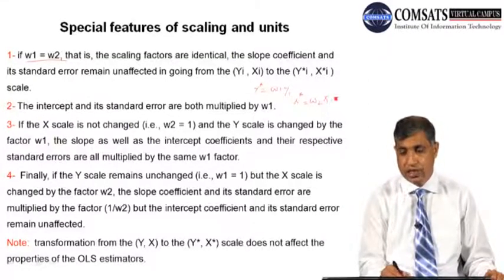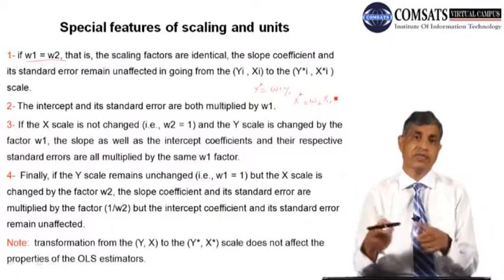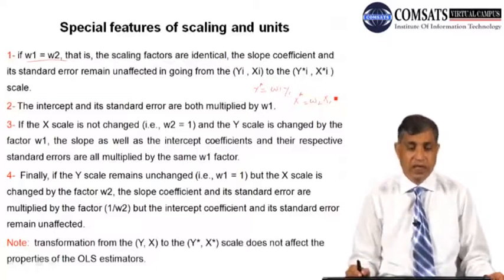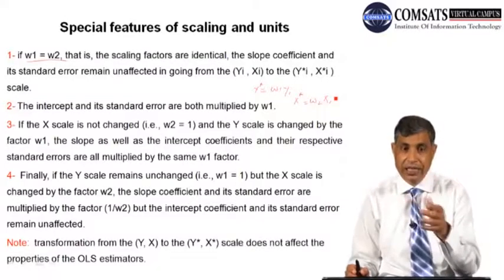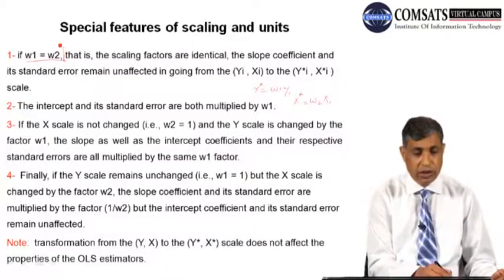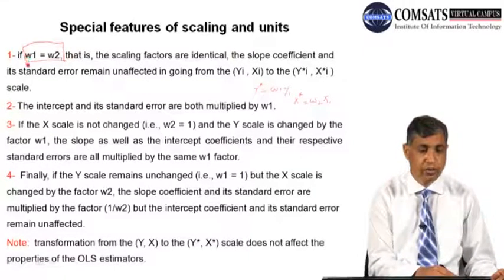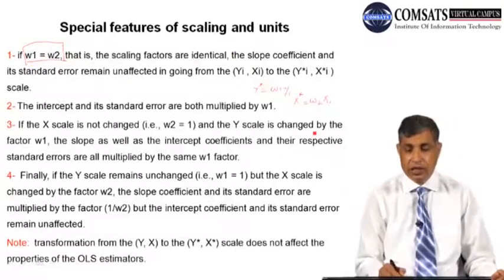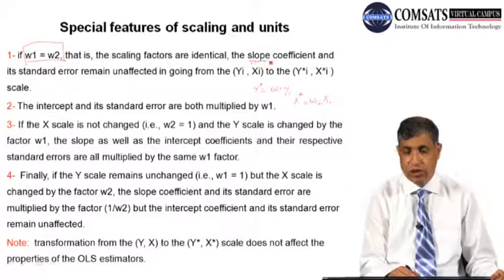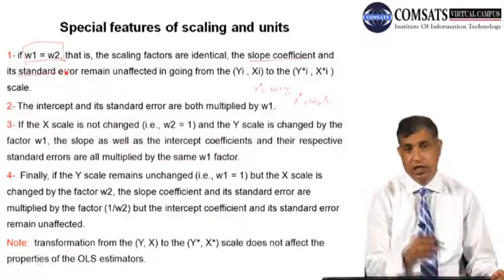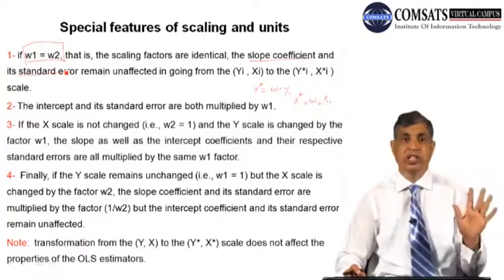This is the yi, this is the xi, because we multiply this factor with each and every value. So what is this? The first very interesting feature is that if W1 is equal to W2, meaning both your multiplying factors are the same, then what happens? The slope coefficient, beta 2, and the standard error remain the same. Two things do not change.